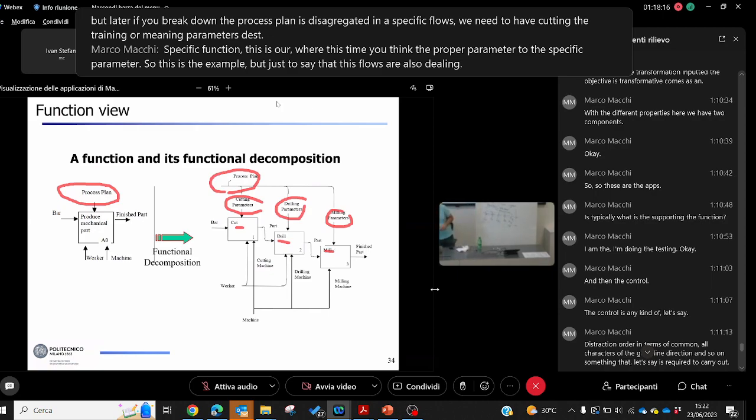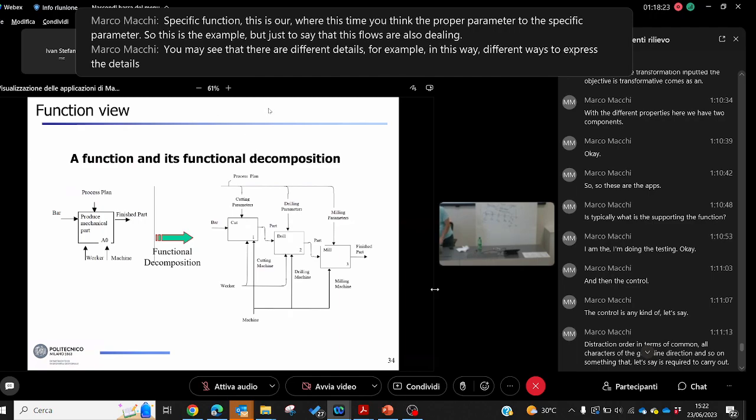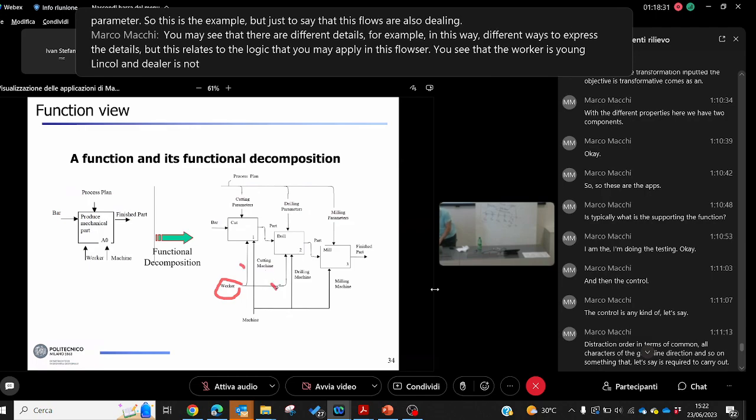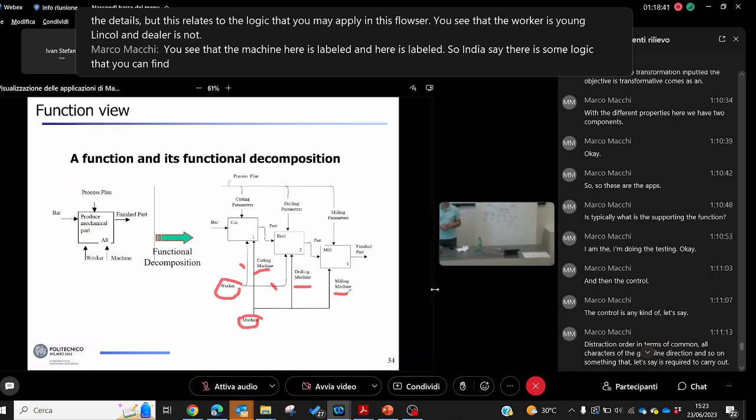You may see that there are different details, for example, different ways to express the details. But this relates to the logic that you may apply in these flows. You see that the worker is labeled here and not here. You see that the machine here is labeled and here is labeled. So there is some logic that you can find in detail in the IDEF 0.